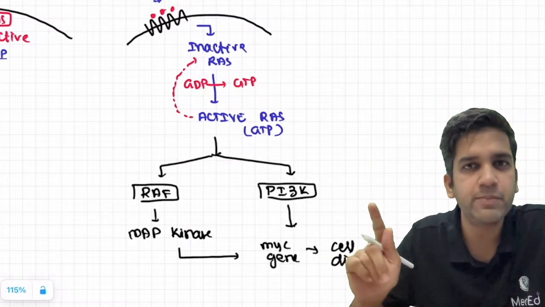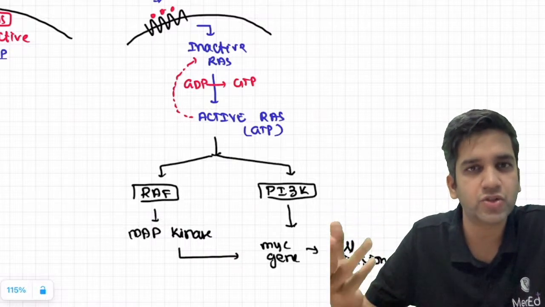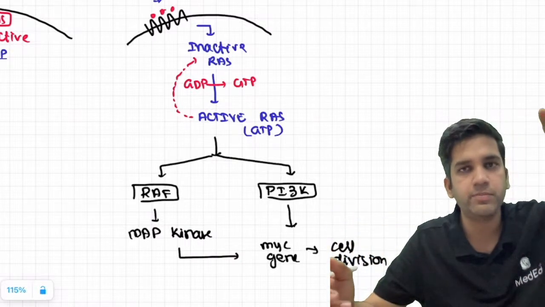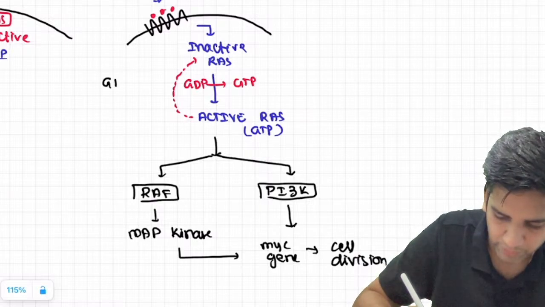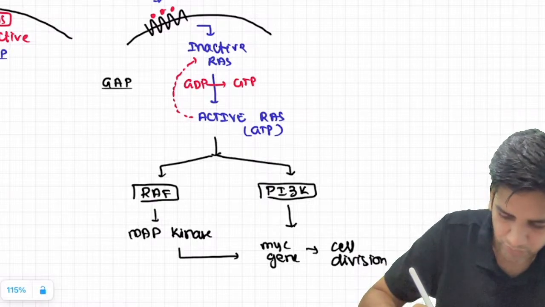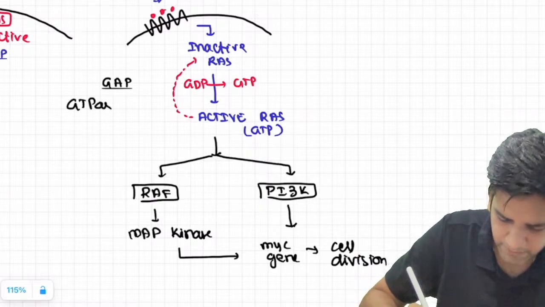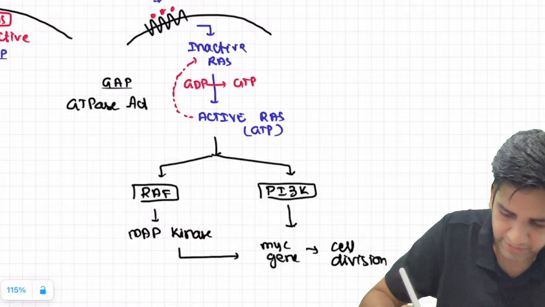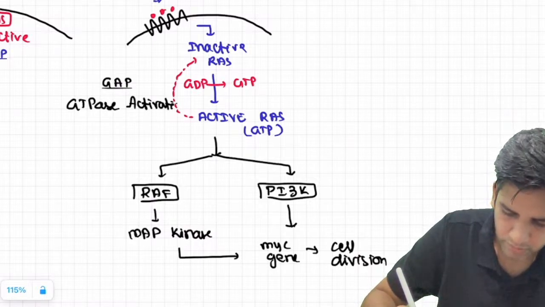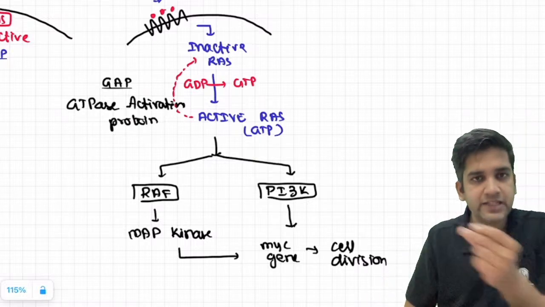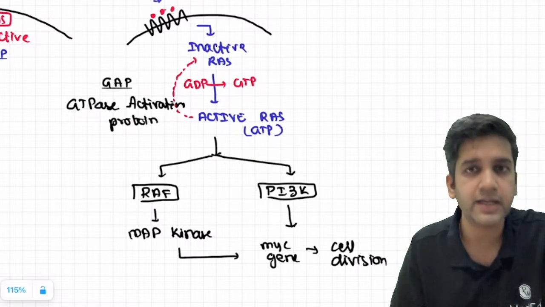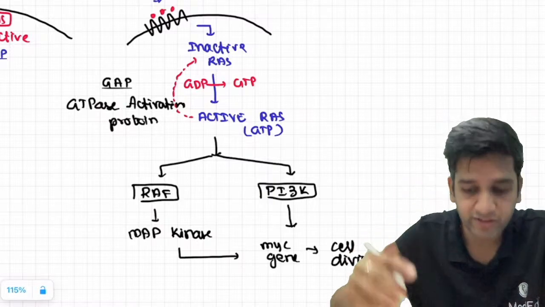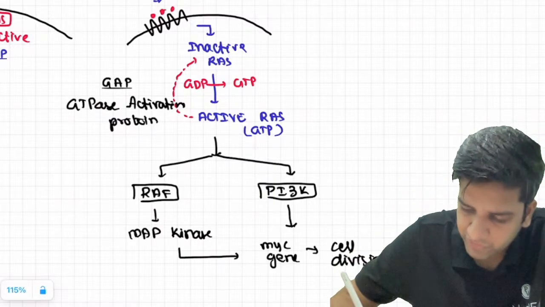I have to convert GTP to GDP, that's all. If I convert the GTP to GDP, automatically I'll make it inactive. So I have a protein called GAP protein. GAP stands for GTPase activating protein. Once RAS activates the downstream pathway, GAP will inactivate RAS. That's the negative feedback there, right? Like that, I have negative feedback for everything. I have negative feedback for this.